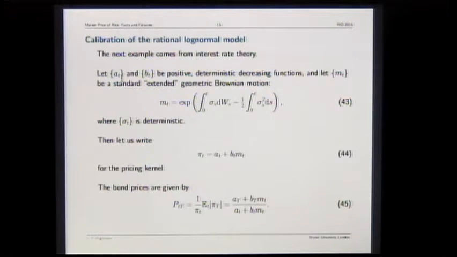We let A and B be positive deterministic decreasing functions, and we let M be a standard extended geometric Brownian motion where sigma is deterministic. And then our model for the pricing kernel will be A plus B times M. Remember, A and B are deterministic, so you can then work out the discount bond price. And you get A at big T plus B at big T times the martingale M divided by A at little t.